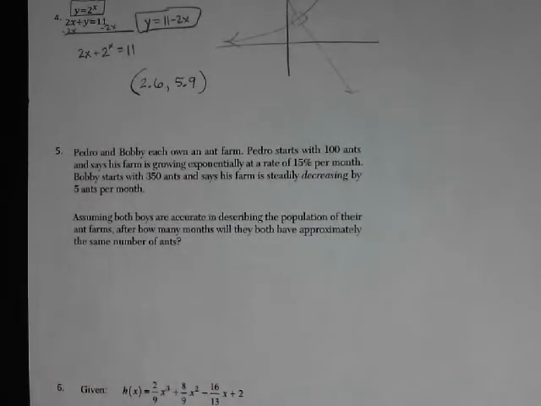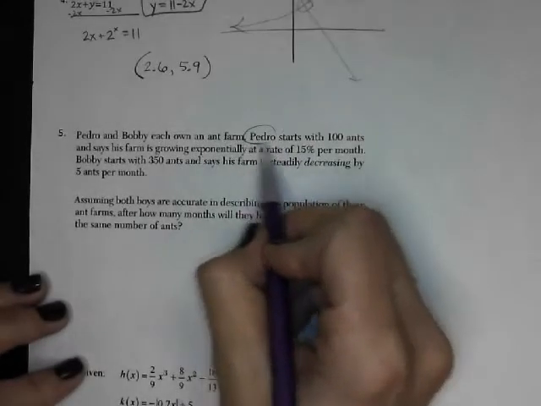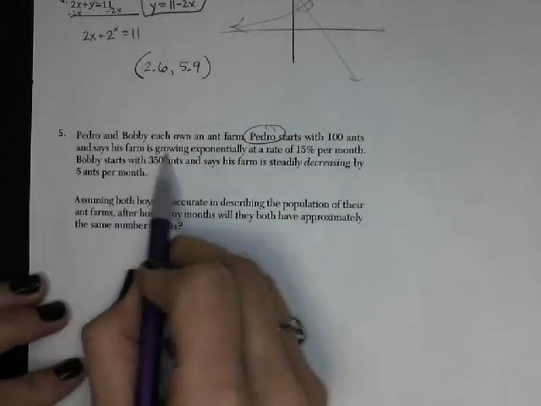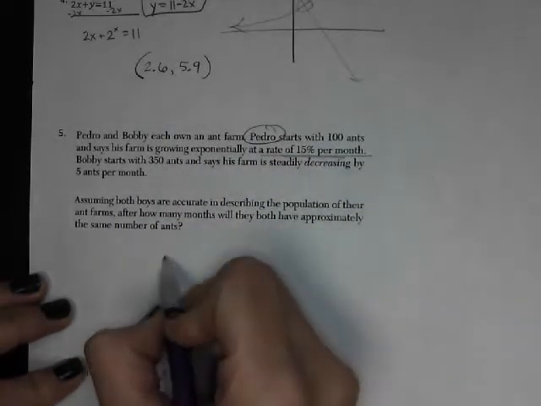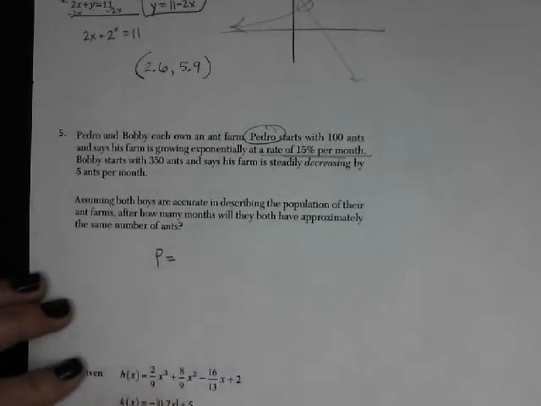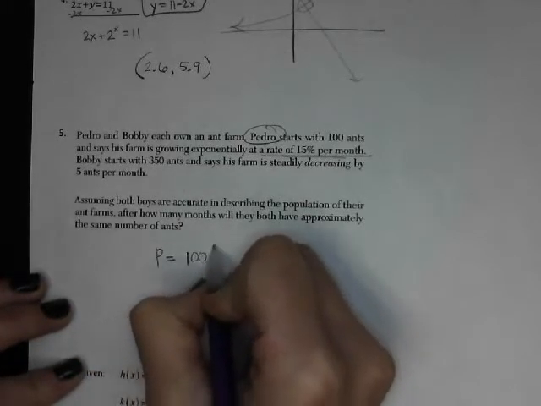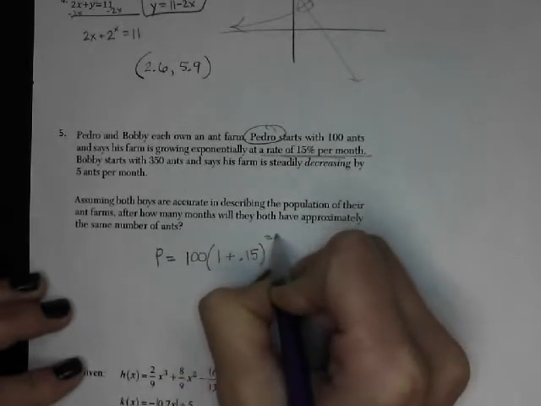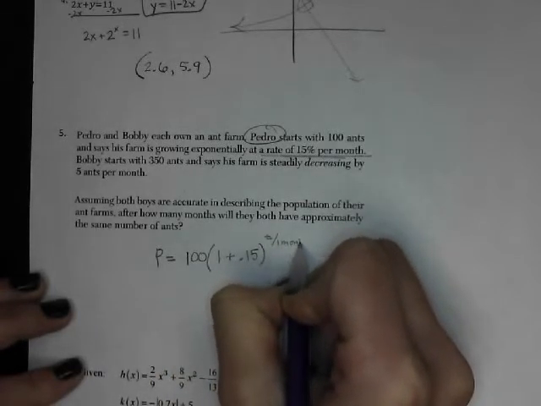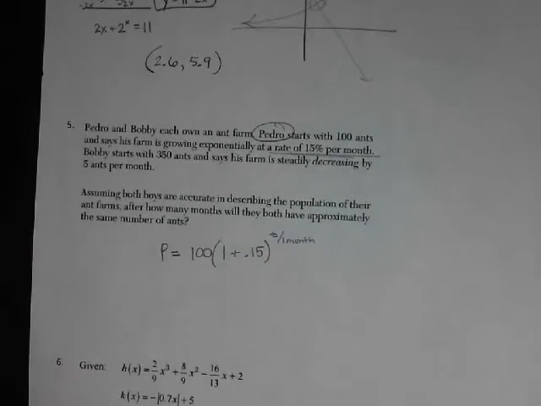Okay, this next one is a system, but it's hidden in a word problem. So you got two different scenarios. Pedro, who's starting with 100 ants and his farm is growing exponentially at a rate of 15% per month. So from what we know about exponential growth, there's our starting value. It's growing at a rate of 15% every 1 month. So T in time will be 1 month.